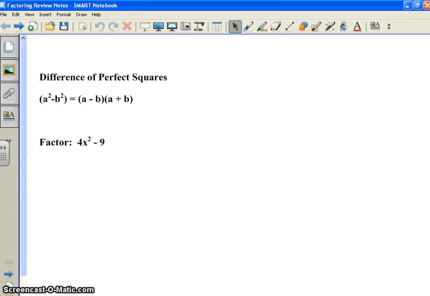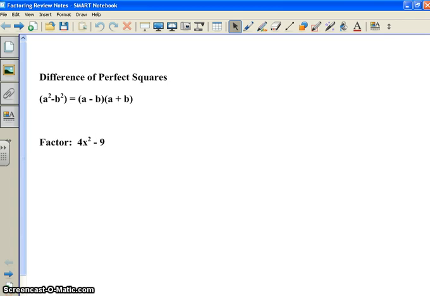Factoring is the process by which we break down an entity into the things that multiply to make it. So, for example, 48. Two factors of 48 are 6 and 8, because 6 times 8 is 48. Two factors of x to the fifth are x squared and x cubed, because x squared times x cubed makes x to the fifth.